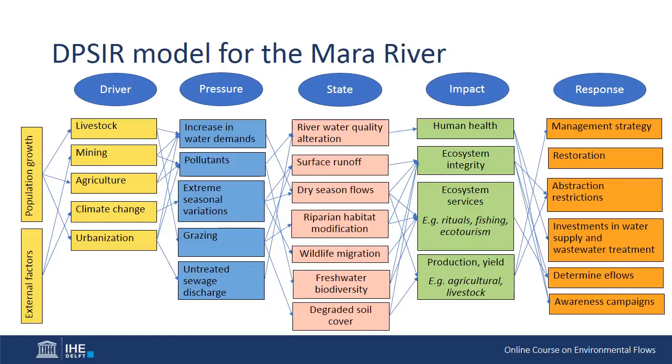It looks a bit messy with all the arrows, but it reflects the multiple connections between different levels in the DPSIR model. For our purposes, it was important to note that not only increased water demand affects the river flows, but also land use activities like grazing, indirectly by affecting surface runoff.